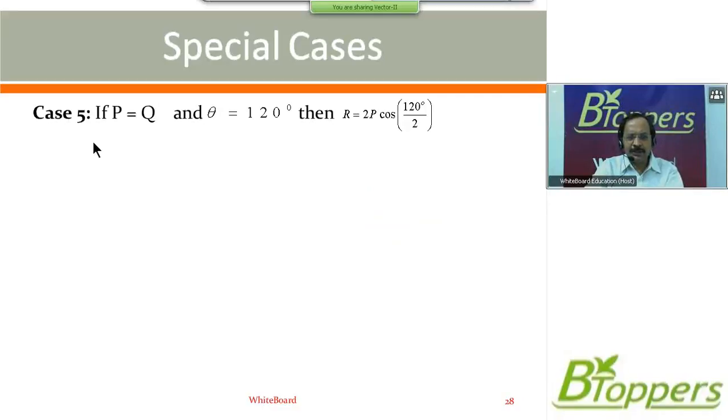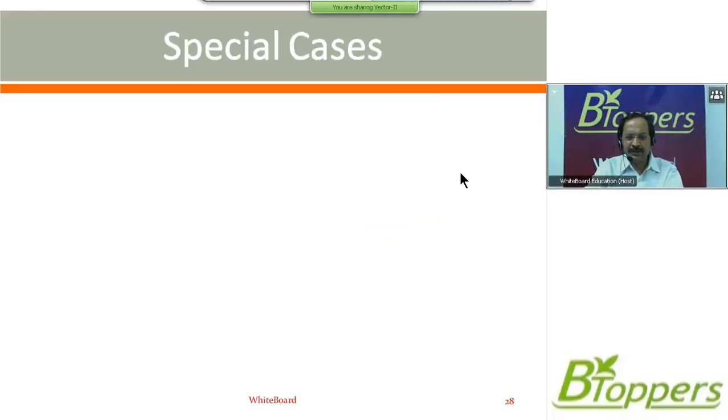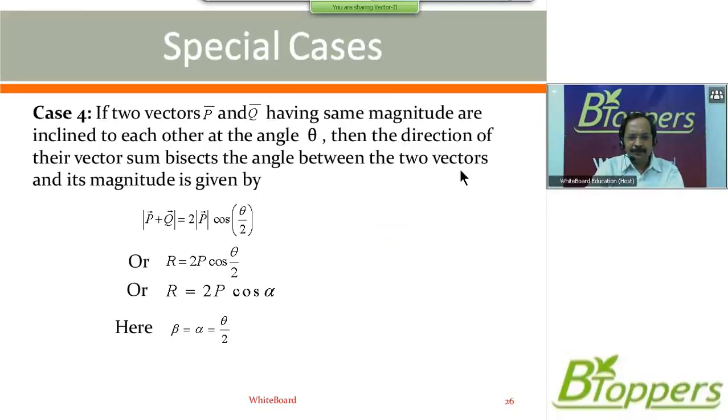Then next look at the case 5. If two vectors P bar and Q bar have same magnitude and theta is 120 degrees, that means the two vectors are inclined to each other at an angle of 120 degrees. Then using the result of previous case 4, R equal to 2P cos theta by 2. The previous result, I have given R equal to 2P cos theta by 2. Same result we are going to use here.